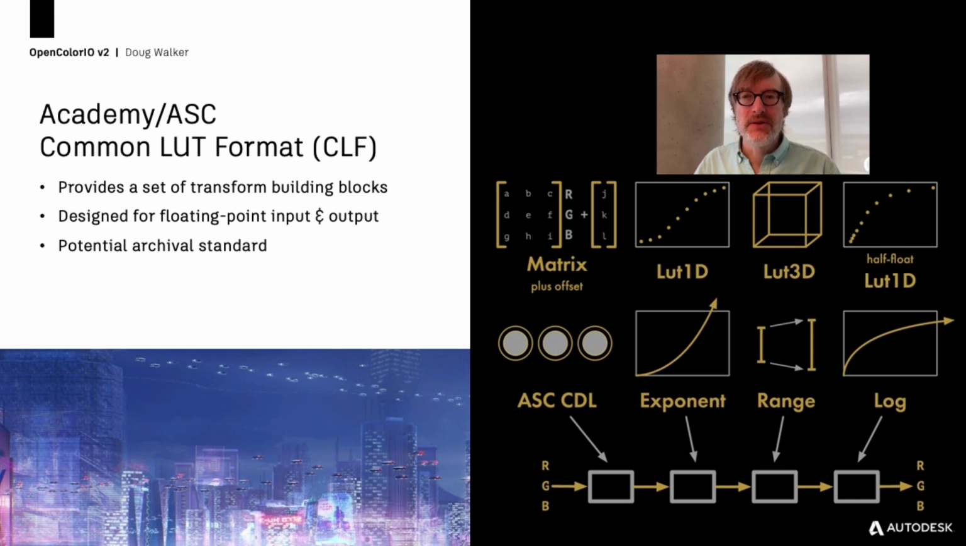Another ACES-related feature is full support for the Academy ASC Common LUT format, which was one of the main components of the recent ACES 1.2 release. The Common LUT format, or CLF, is similar to OCIO in that it provides a set of basic color operator building blocks that may be stacked together in order to accurately implement arbitrary color transforms. Unlike most other LUT formats, it's designed from the start to handle floating point data and may easily accept scene linear color spaces as input, which is something that other LUT formats struggle with.